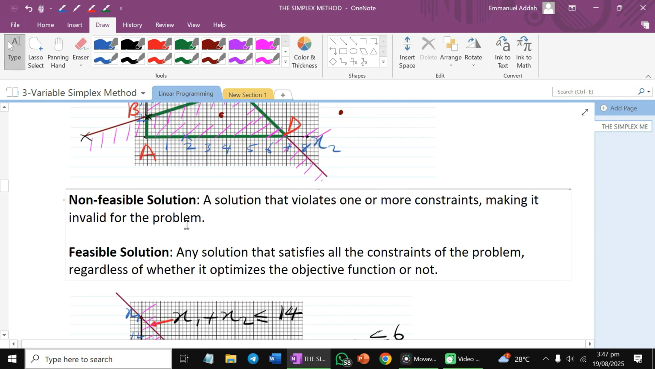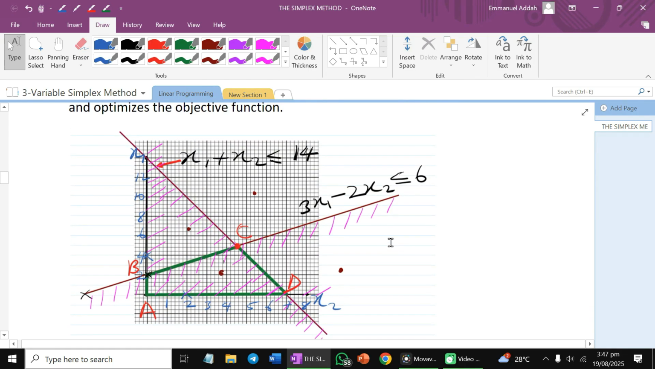Then non-feasible solution. If you take a solution here, let's say x1 equal to 2 and x2 equal to 9, where this is our x1 axis and this is our x2 axis, this is a solution, but it's not a feasible solution. It's only a solution to this line, not to the other line. This line starts from here down; anything to the right side of this line is not a solution to this line.